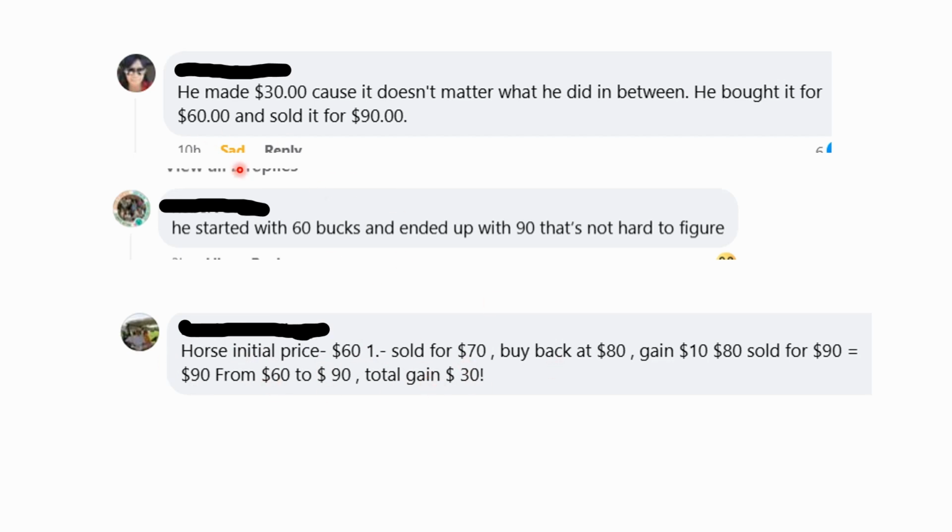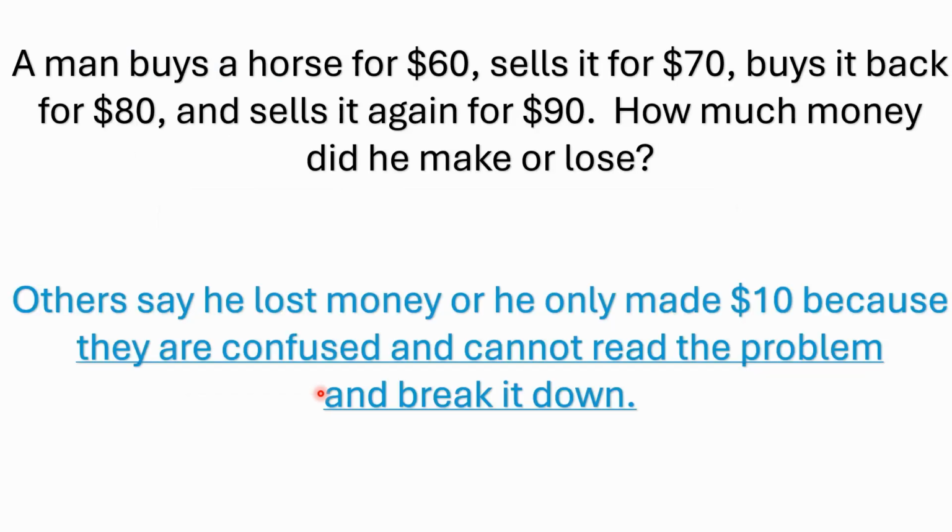And again, I'm not putting people's names on here, but these are real answers to this problem. I guess not a lot of thought went into this, perhaps. Some other people are going to keep saying he lost money. I've seen answers like he lost $50, he lost $20, he lost $10. I guess they just can't read the problem and break it down.